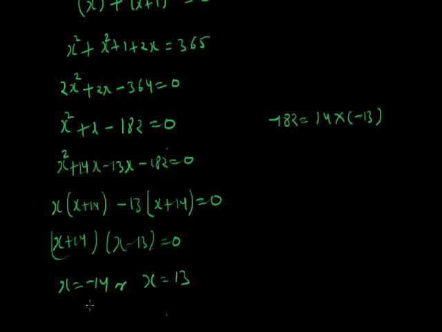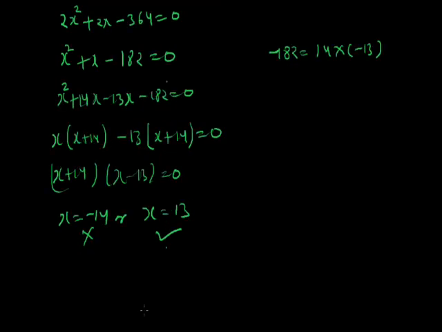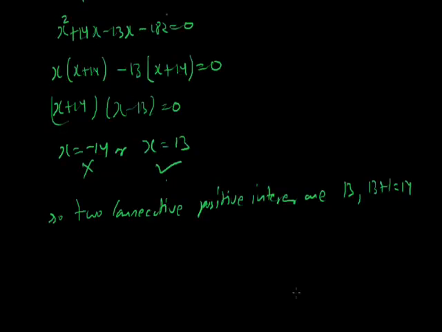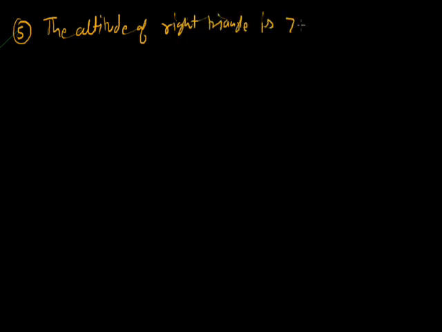Now as x is a positive integer, so we neglect x equals to minus 14, so our answer is x equals to 13. So the two consecutive positive integers are 13 and 13 plus 1, that is 14. So our answer is 13 and 14. Now we move to the next question, that is question number 5. The altitude of a right triangle is 7 centimeter less than its base.